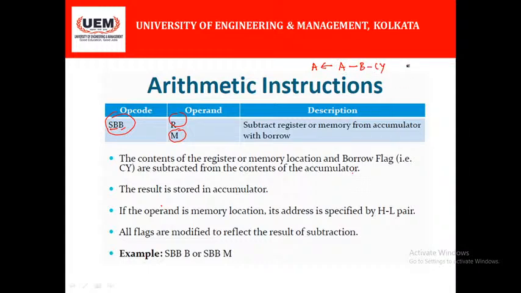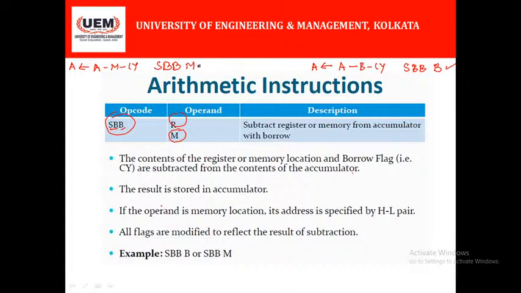Simple equation: the value of the accumulator, or difference, will be A minus B minus carry flag, if our instruction is SBB B. Similarly, the equation or micro operation of SBB M will be A minus M minus carry flag, or borrow flag. So it is for the instruction SBB M.